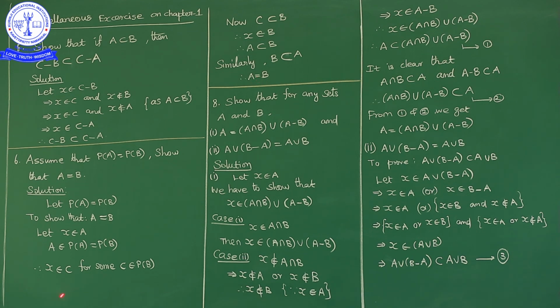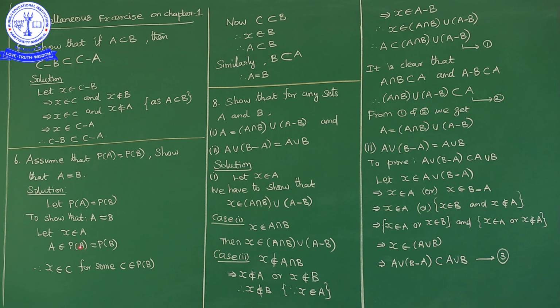Now here what is given is power set of A is equal to power set of B. We have to prove that set A is equal to set B. For this, I will prove that set A is a subset of set B and set B is a subset of set A. To prove set A is a subset of B, we will take some arbitrary element in set A. We will show that that element is also an element of set B. Let x belong to A. Now x is an element of A.